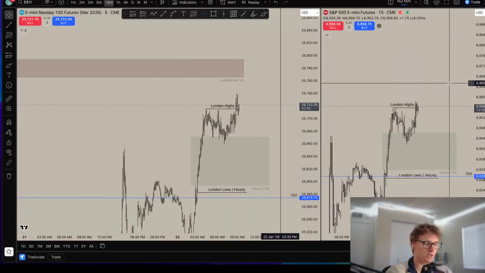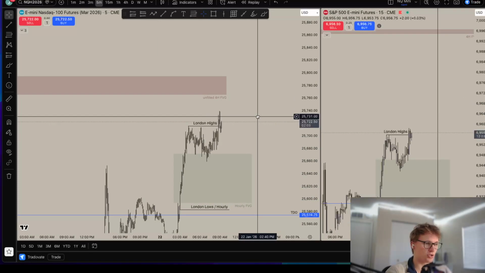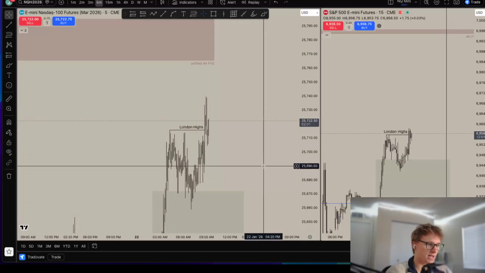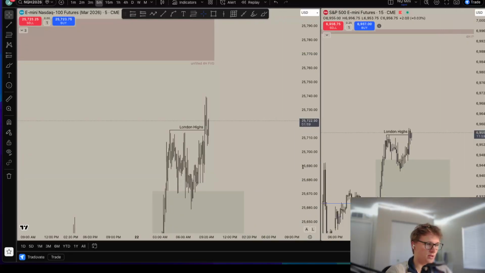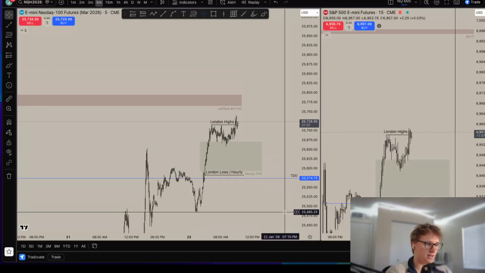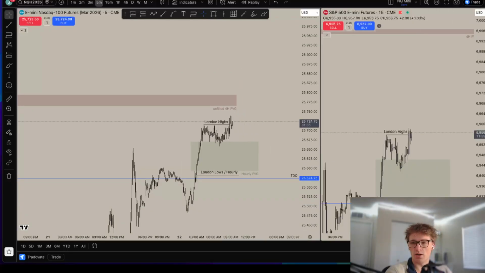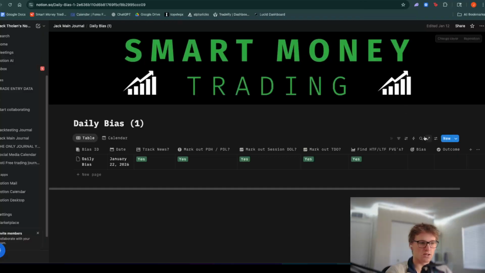In all honesty, we could easily just see us rip from here and be bullish throughout the entire day. But that's what I want to see. That's what my bias is for the day, and that's what I want to take. So as far as my bias goes, I will mark out bullish right here, and then outcome is something that you do at the end.